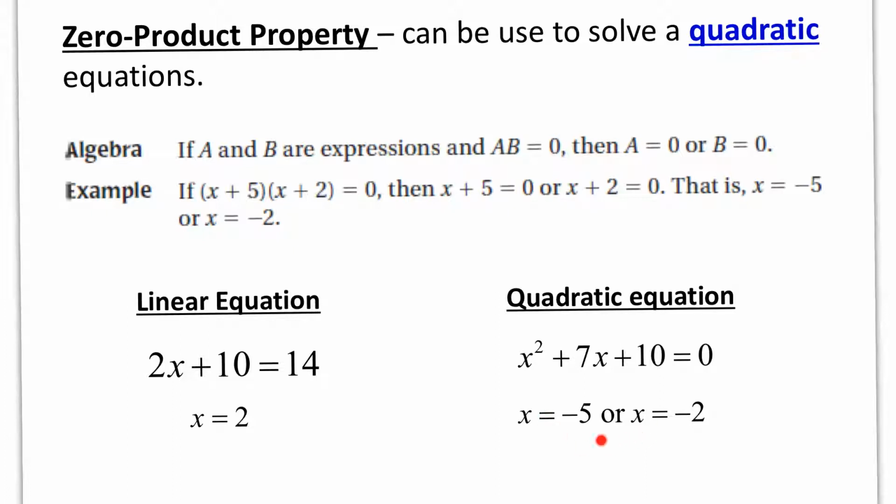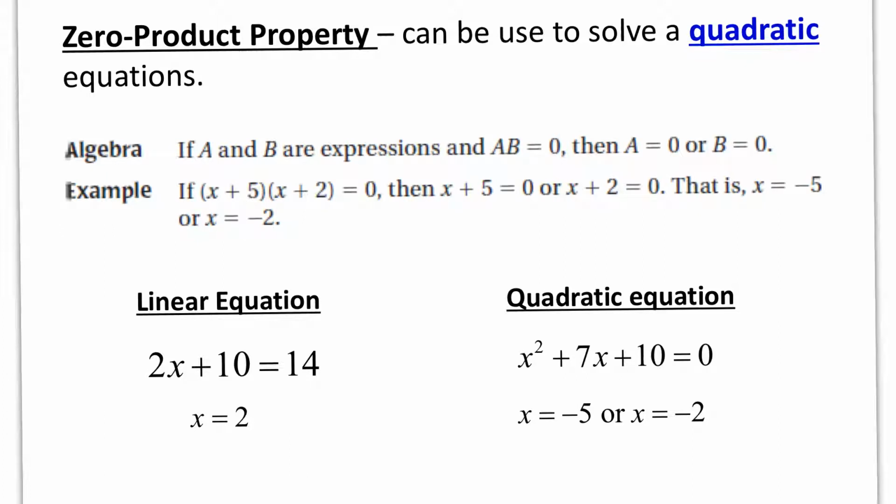Now this one here, sometimes those 2 answers can be the same number. So you might have x equals -5 here, and you can have x equals -5 over here. That can happen. It doesn't happen that often, but you can have 2 answers with the same value. So just keep that in mind. It's okay to have that. But when we have a quadratic equation, we want to find 2 different answers.